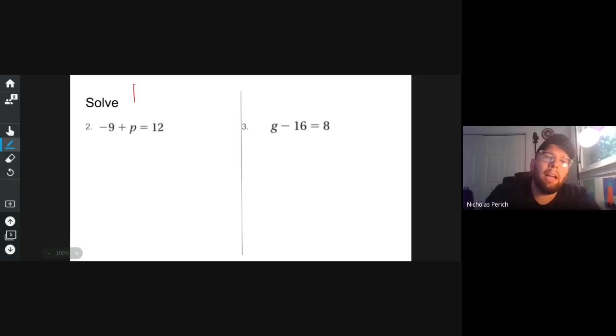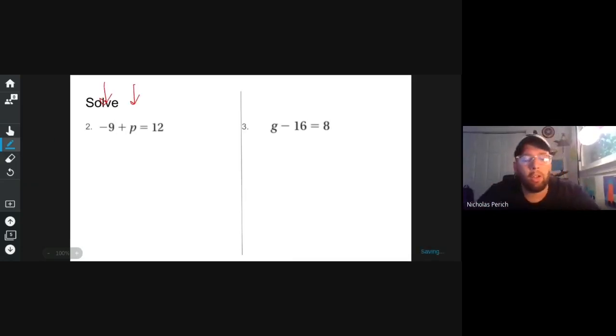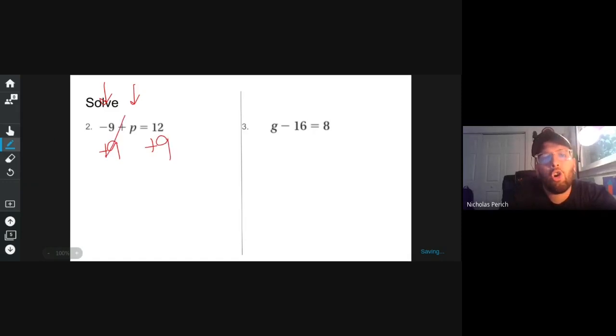Is P all by itself? No, because negative 9 is floating around with it on the left side. How do I get rid of a negative 9 that's floating around? Add 9 to both sides. Cross it out. P is all alone on the left. Equals 12 plus 9, which is 21.